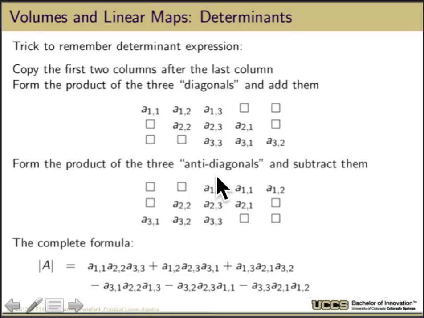In 4 dimensions, I'm going to write 4 such rows. I'm going to have to replicate them farther. And I'm then going to do 4 diagonals minus 4 anti-diagonals and so on to scale this up.